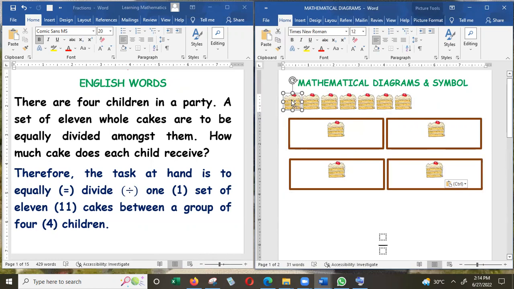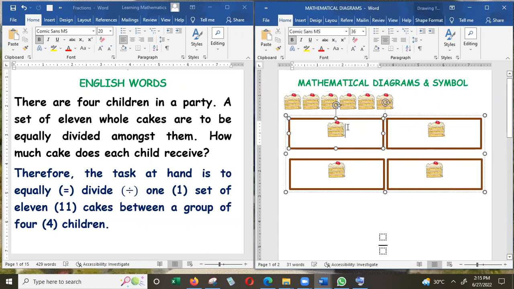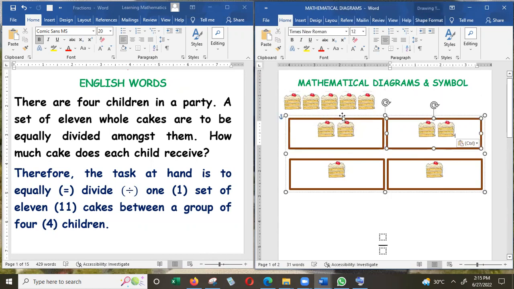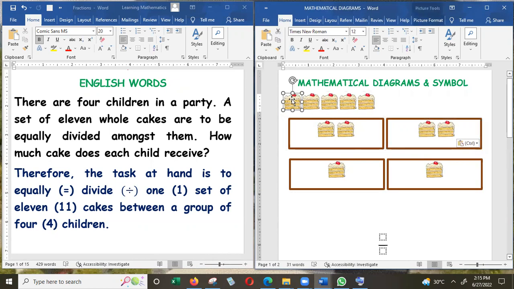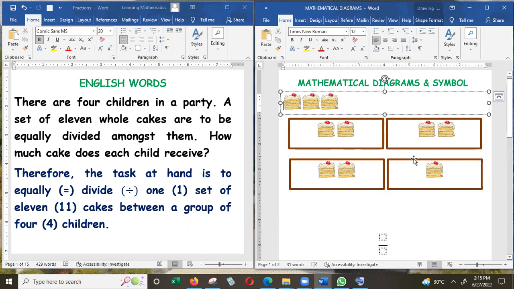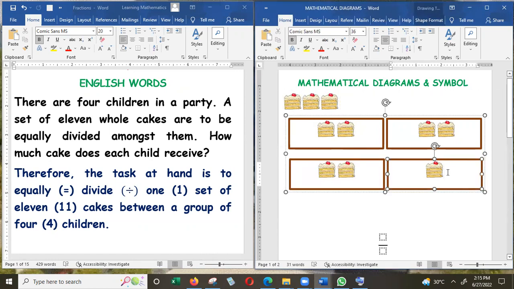So the first child can get another cake. Likewise, the second child can get another one. The third child can get another one. And the 4th child can get another one. Now we have 3 cakes left and we have 4 children. So what are we going to do?